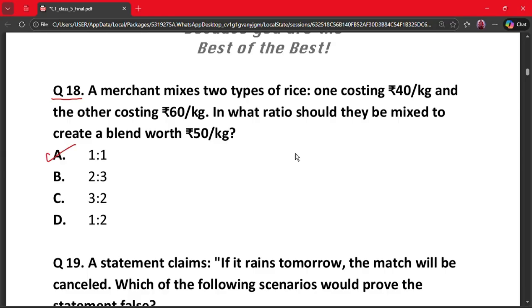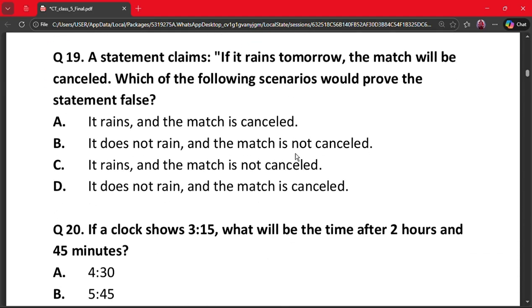Why? Because rupees 50 is exactly between rupees 40 and rupees 60. So equal quantities are needed. Hence the ratio 1:1 is the correct answer. Moving on to the next question, that is question number 19.